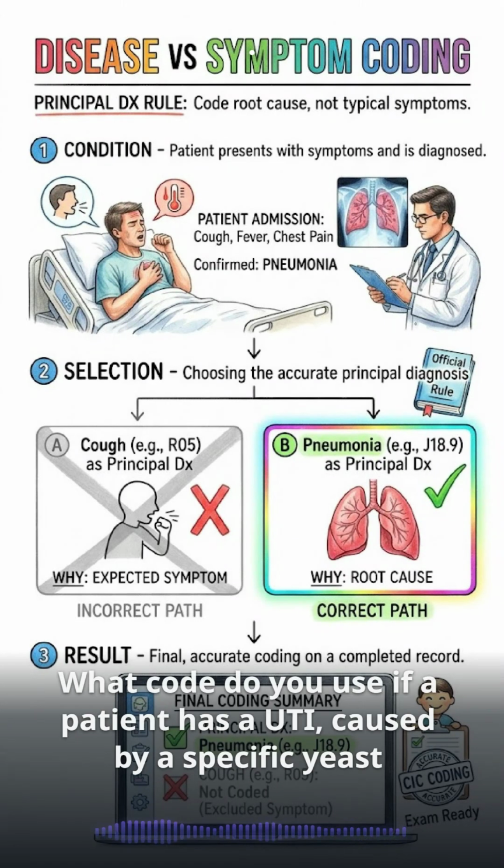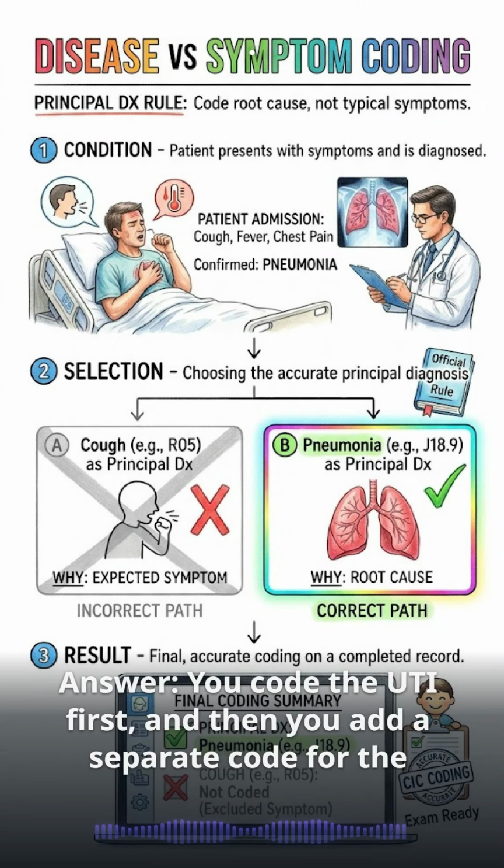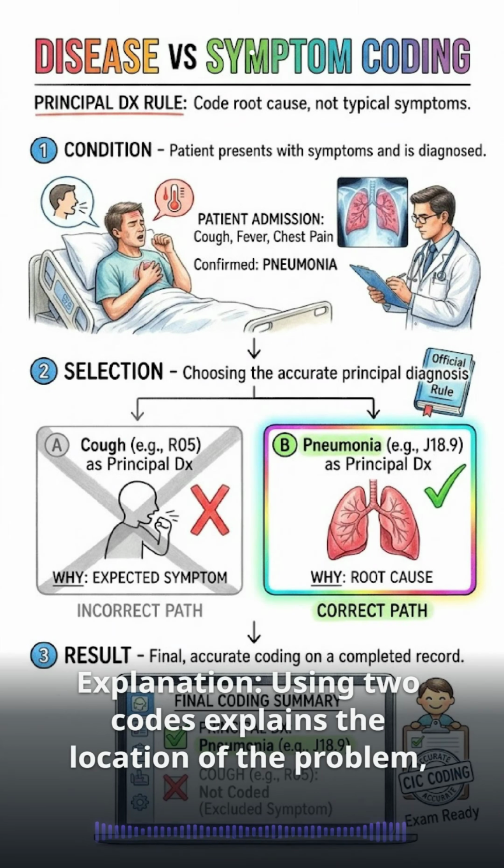63. What code do you use if a patient has a UTI caused by a specific yeast infection? You code the UTI first, and then you add a separate code for the candidiasis infection. Using two codes explains the location of the problem and the exact type of germ involved.